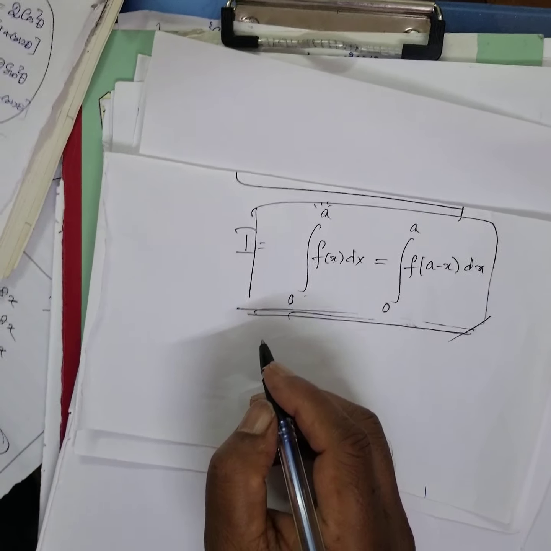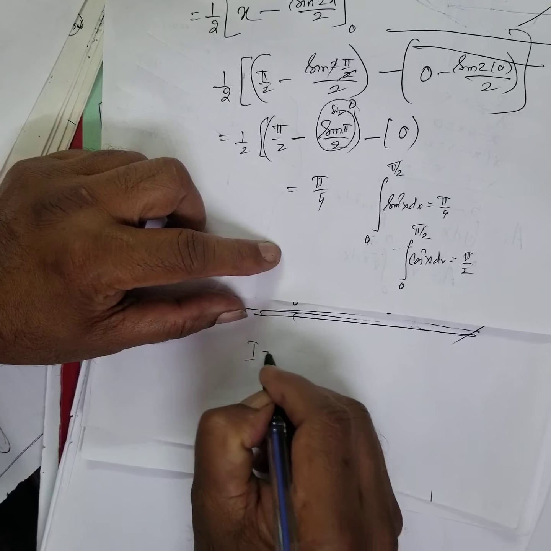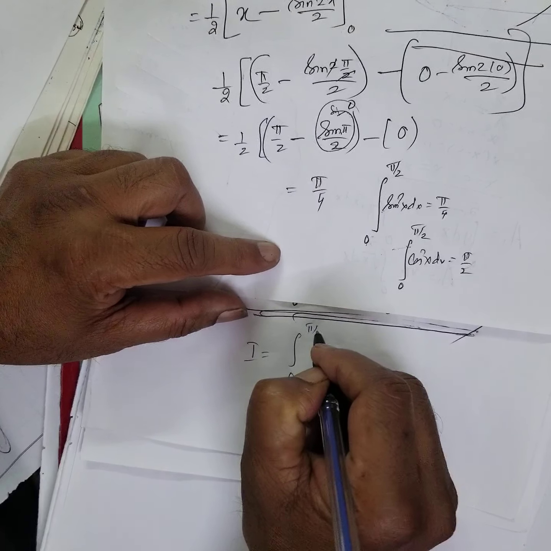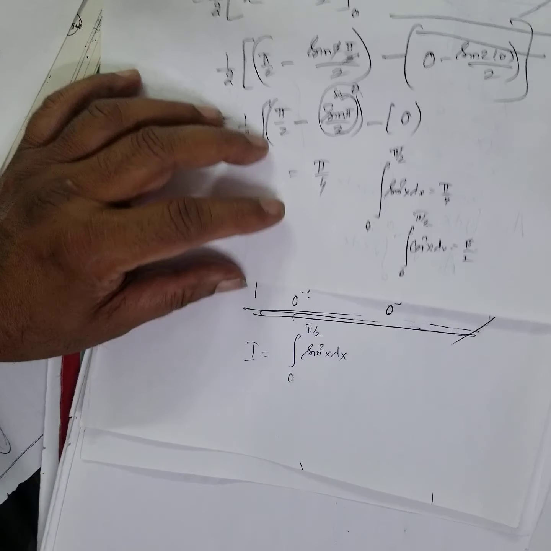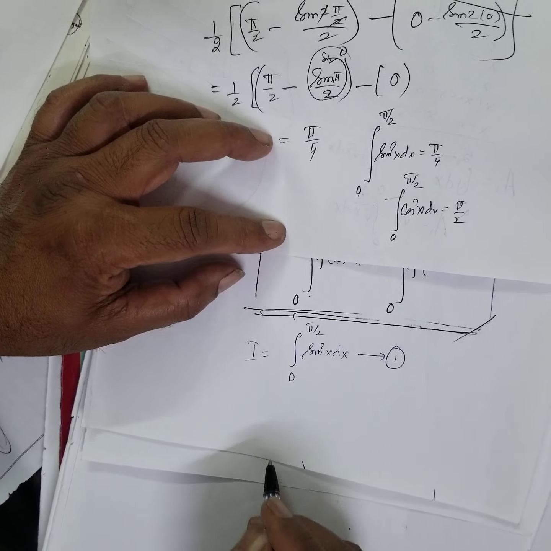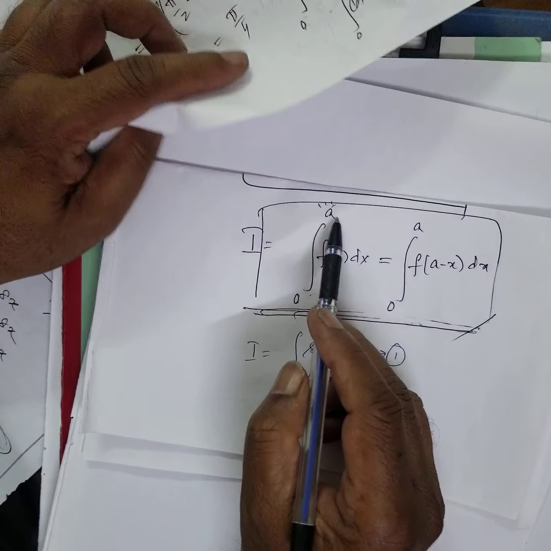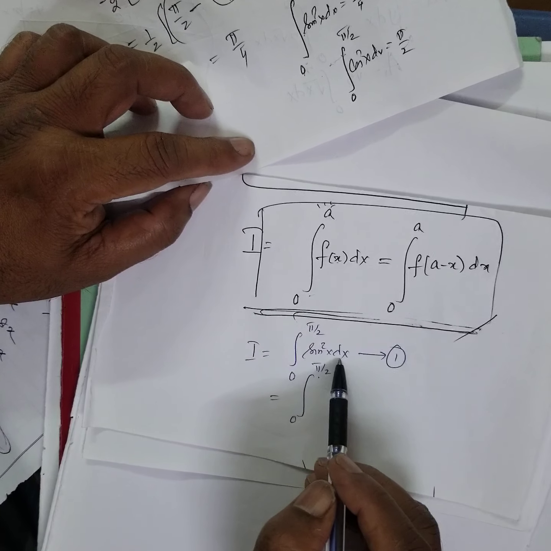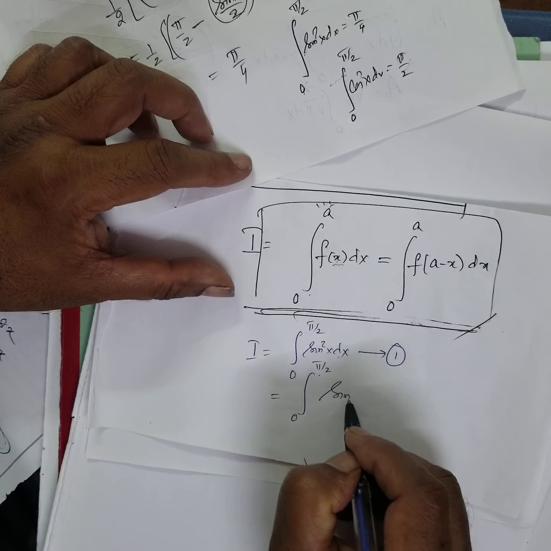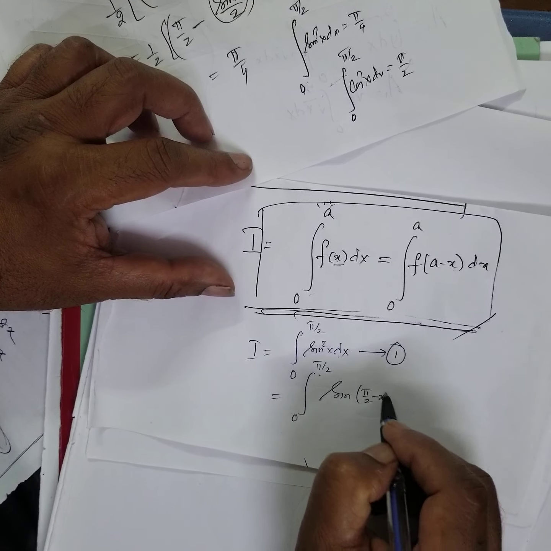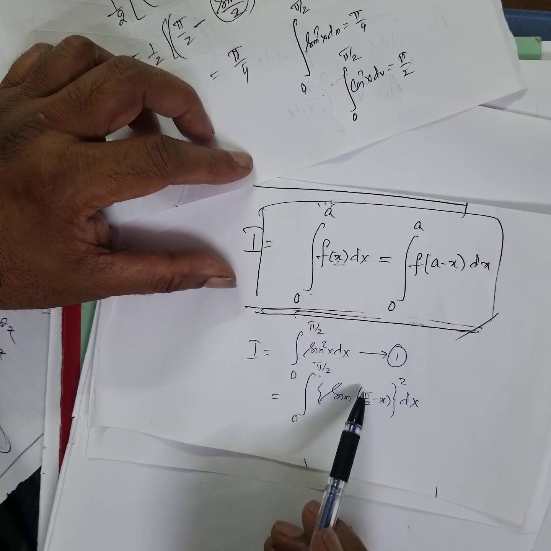See the example, how I am going to do this sum, you have to know now. Let I be equal to the integral from 0 to pi by 2 of sin square x dx, correct? Now this is equation 1. This is also equal to the integral from 0 to pi by 2, where a here is pi by 2, and the function of x is sin square x. Wherever there is x, replace it with a minus x. Therefore I write sin of pi by 2 minus x, can I write like this? You understood? A minus x.